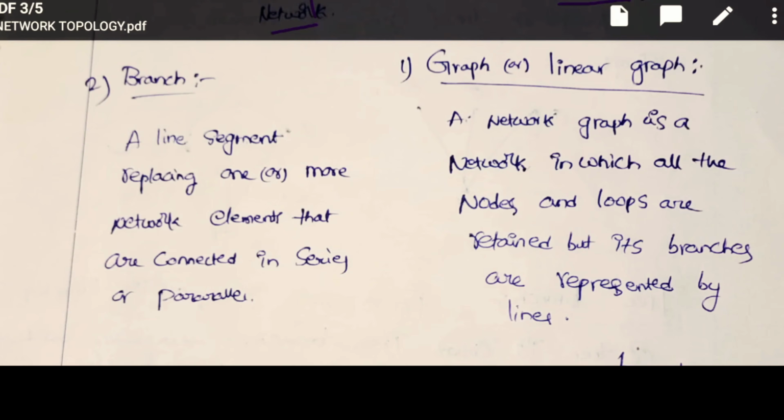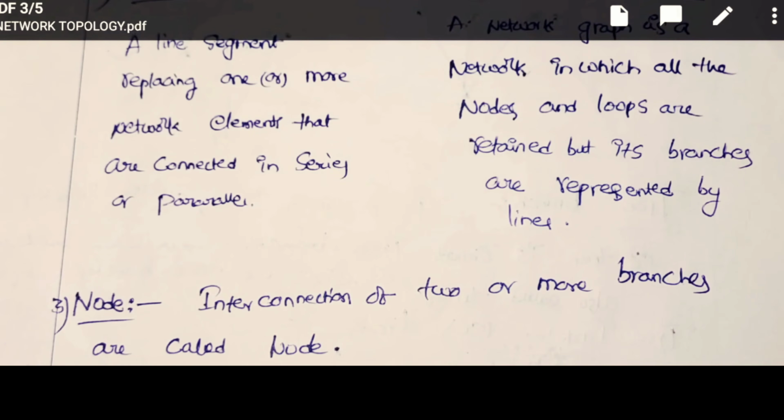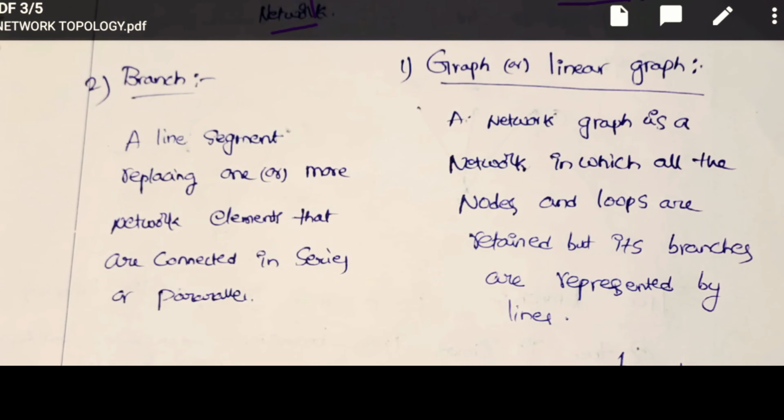What is a branch? Different definitions we are going to see now. Branch. What is a branch? Between two nodes a branch will be there. Between two nodes a resistor is there. Then we can represent this as a single line segment. It is a branch of a graph.